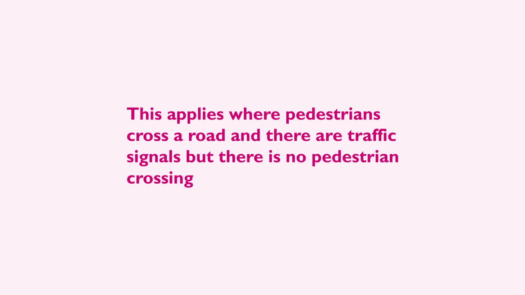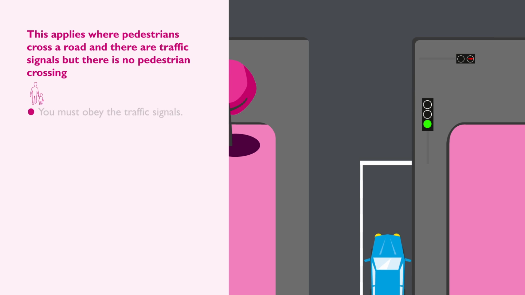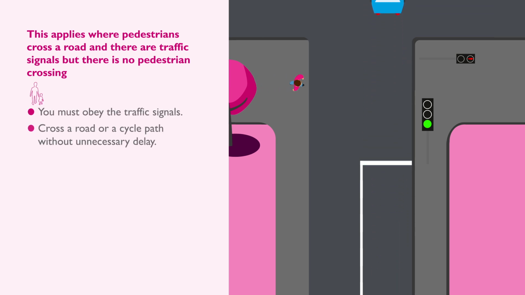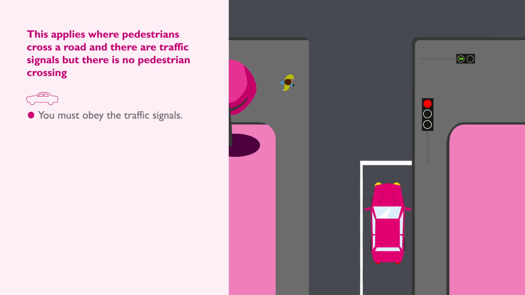This applies where pedestrians cross a road and there are traffic signals, but there is no pedestrian crossing. When walking, you must obey the traffic signals. Cross a road or a cycle path without unnecessary delay. When driving, you must obey the traffic signals.